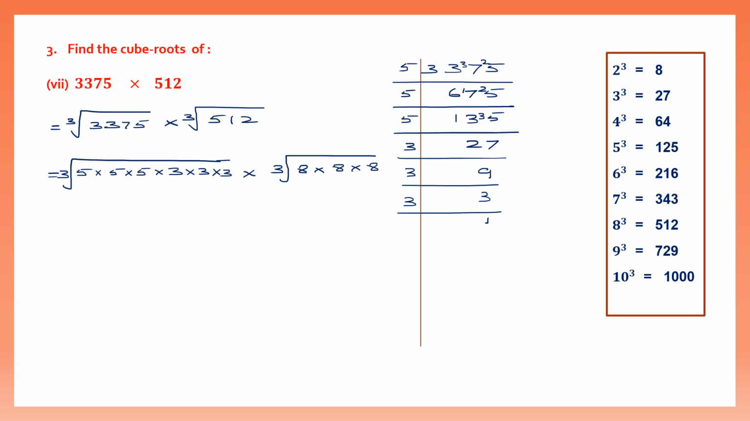So now what we're going to do is we're going to take triplets of all these numbers and we're going to remove 1 from each triplet. So we have 5 into 3 into 8. So what is it? 5 threes are 15. 15 into 8 is 120. So this is our answer, 120.